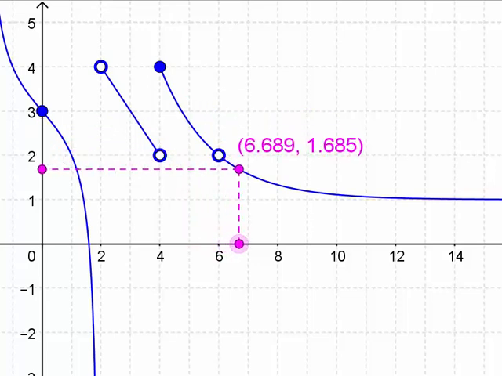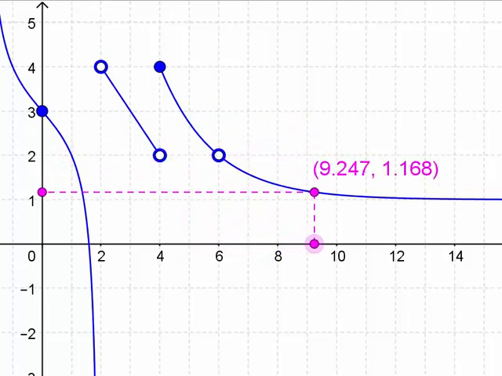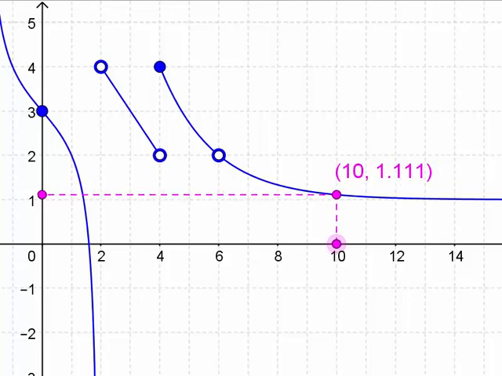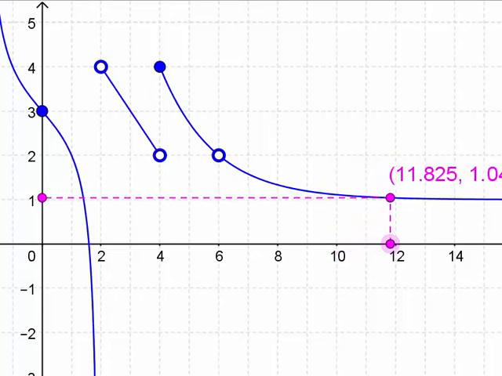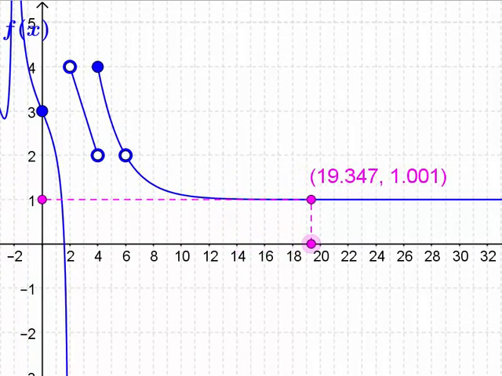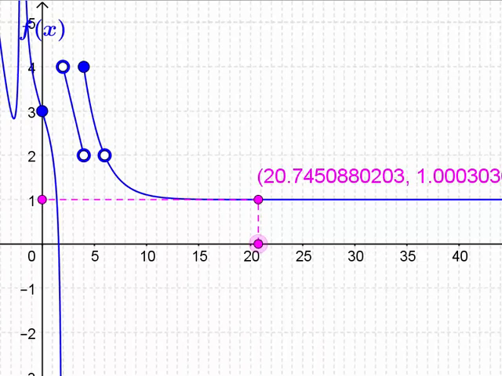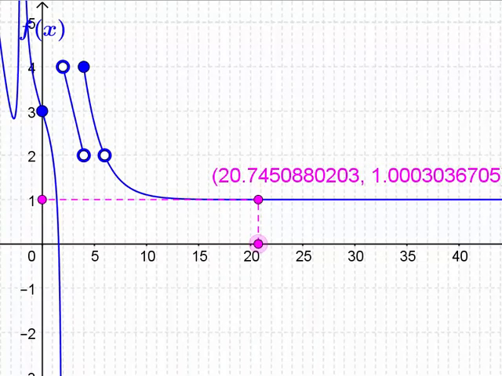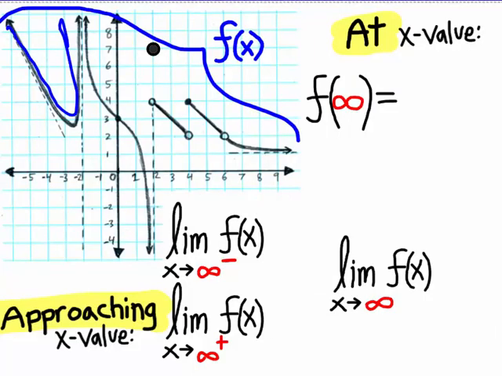As x grows and grows and grows in the positive direction, look at what's happening to that y value. Right now it's 1.111. Now it's just a tiny bit over 1. As I keep going to the right, we know how horizontal asymptotes work. It's just going to get what we would say is infinitesimally close to 1, arbitrarily close to 1, as x approaches infinity. So what does that mean back in this screen?